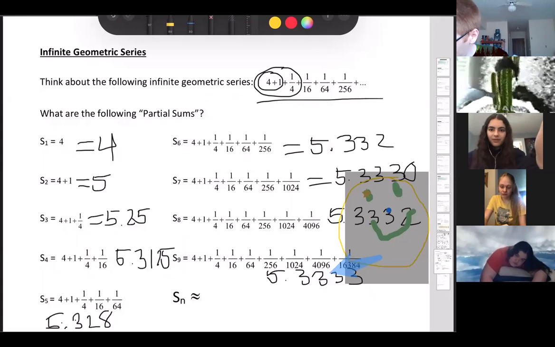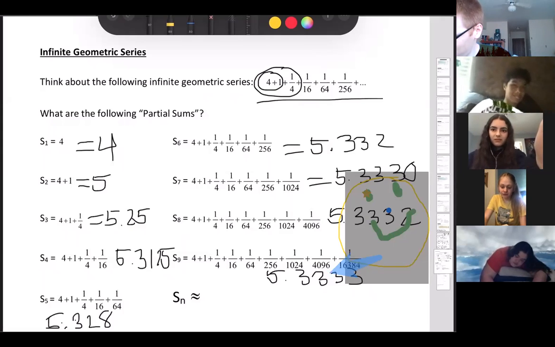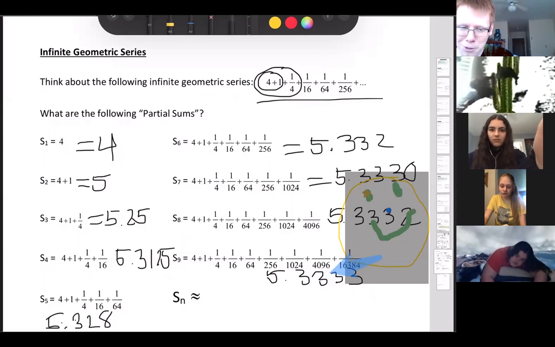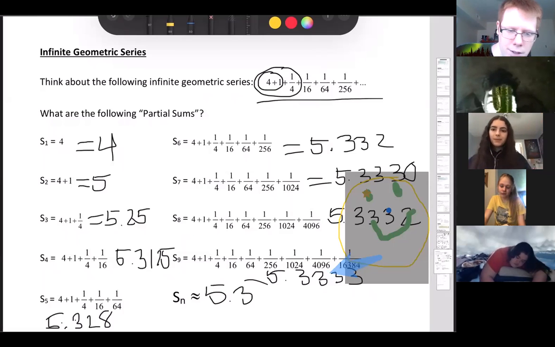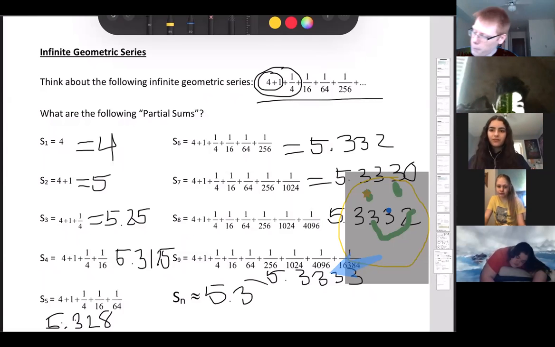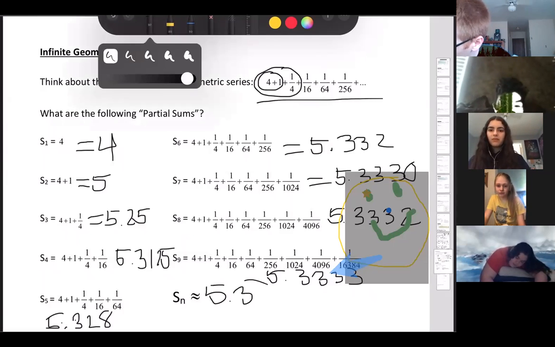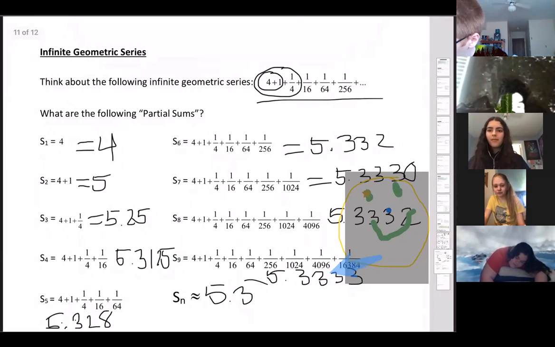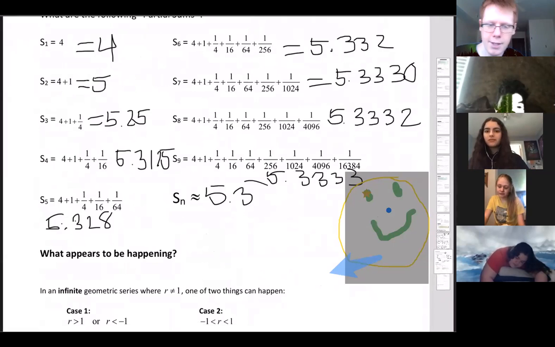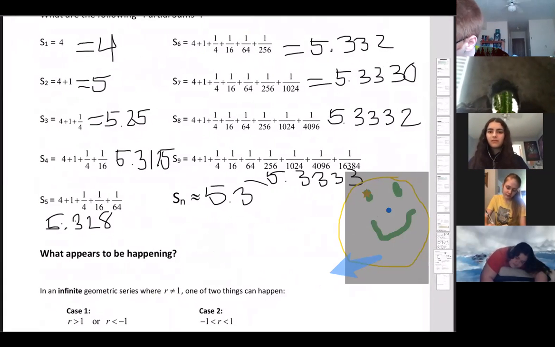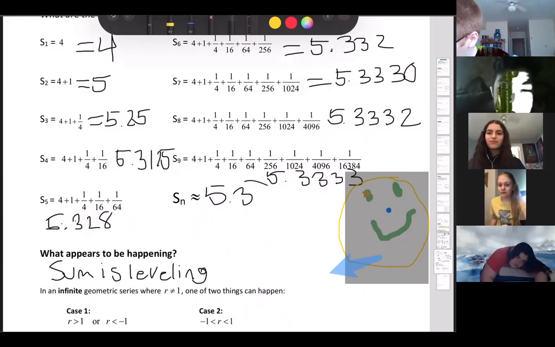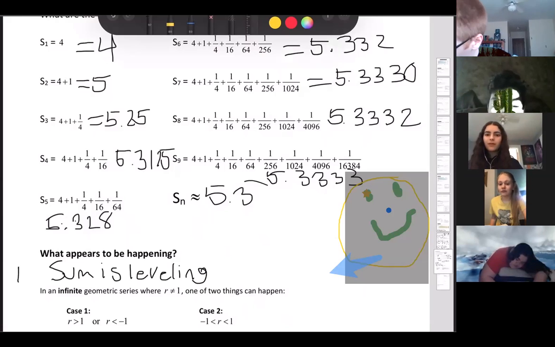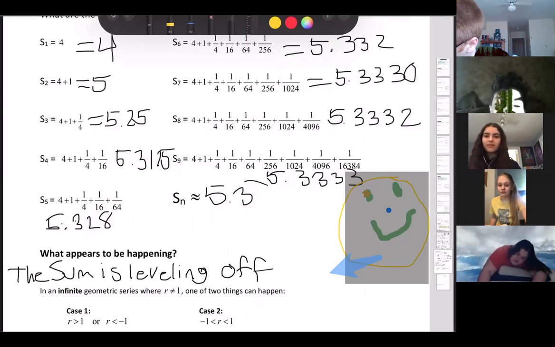So we would say that our S of n for this series, even though we don't have an exact answer, is approximately equal to about 5.3 repeated, 5 1/3. What I want you to notice is that what appears to be happening is that the sum is leveling off, like it's approaching a value. Kind of, yes. I'll say the sum is leveling off, plateauing.